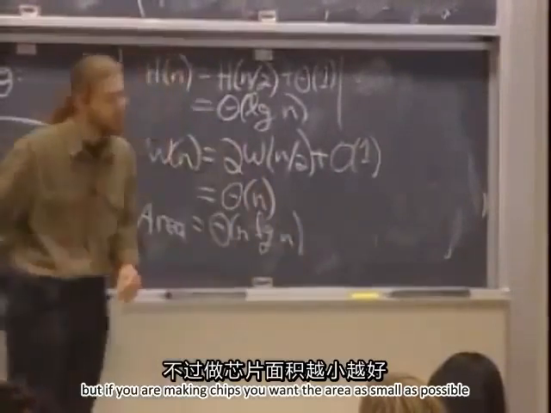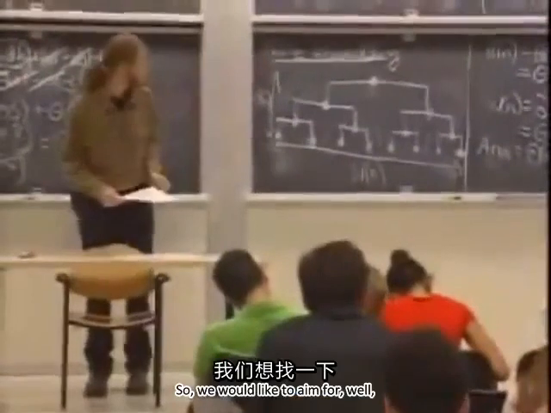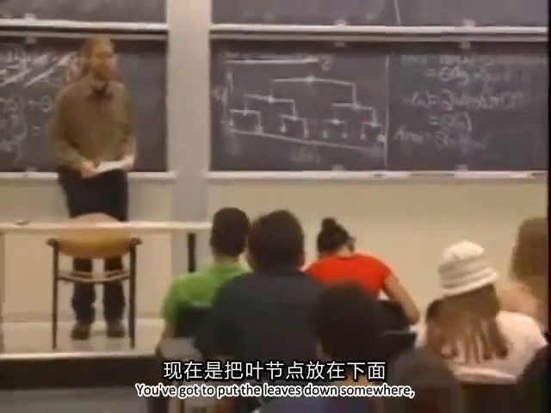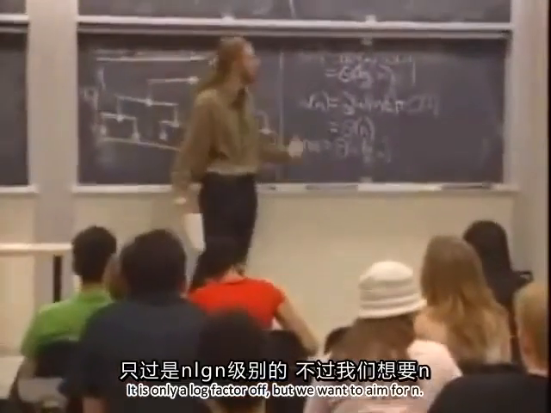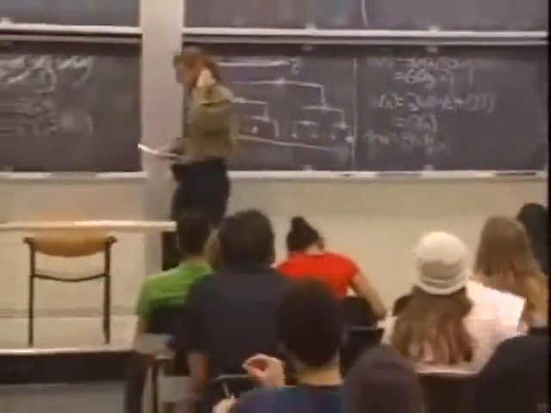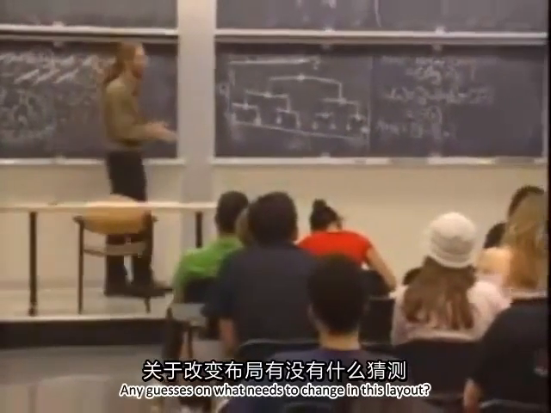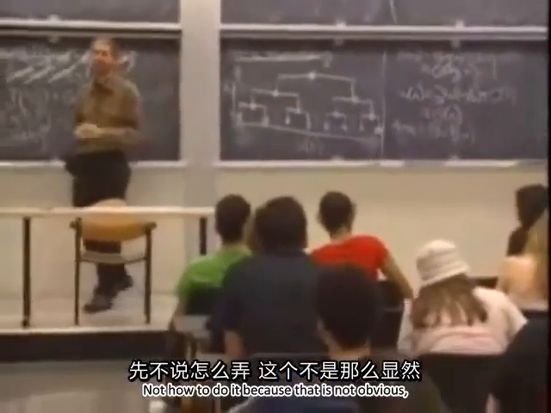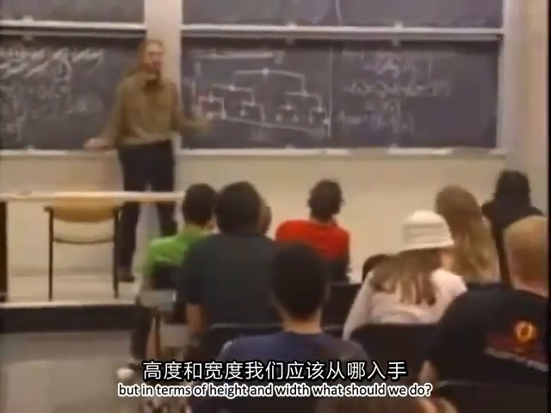But if you're making chips, you want the area as small as possible so you can fit more good stuff in there. So we would like to aim for, well, we certainly can't do better area than n. Got to put the leaves down somewhere. Well, that's already pretty good. It's only a log factor off, but we want to aim for n. Now, how could we get n? Any guesses on what needs to change in this layout? Not how to do it, because that's not obvious. But in terms of height and width, what should we do?